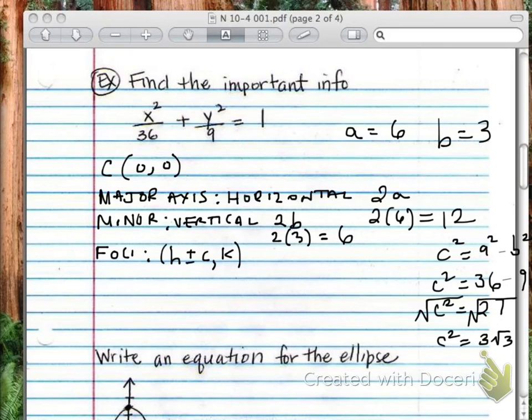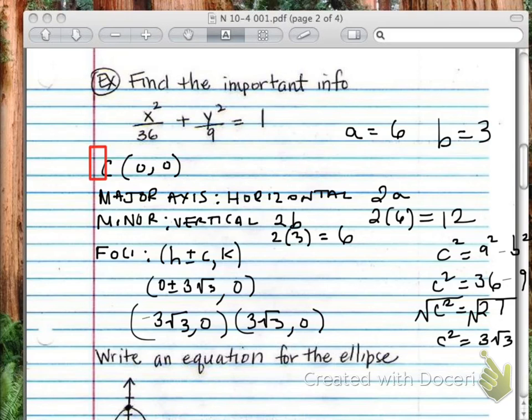Okay? So then my foci is going to be h, which is 0, plus or minus 3 square roots of 3, comma 0. How many points am I going to have here? 2, right? There's 2 foci, 2 points. That's what the plus or minus is for. So what are my 2 points? Negative 3 square roots of 3, comma 0, and positive 3 square roots of 3, comma 0.